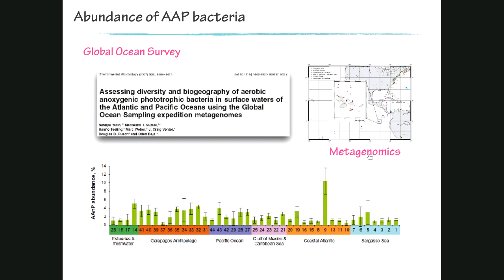Here you can see the results, and the numbers are variable, from about 1% up to 12%. But we can see that the higher numbers were recovered from coastal areas that are typically not oligotrophic. And areas like the Sargasso Sea that are more oligotrophic had lower concentrations of these AAP cells.